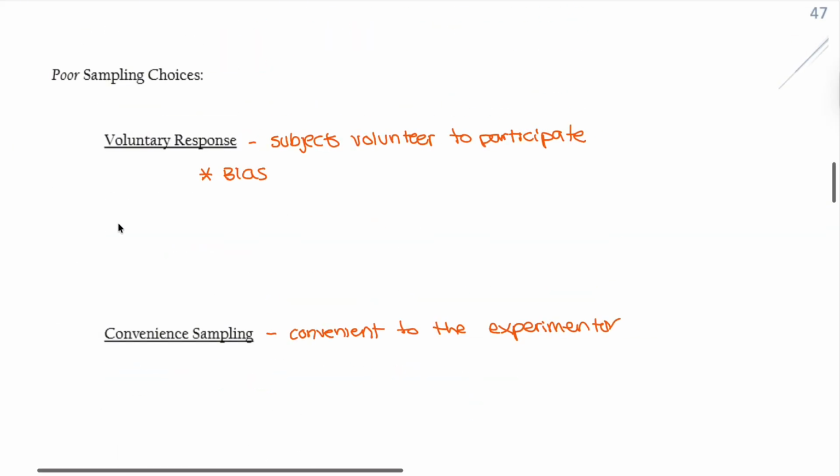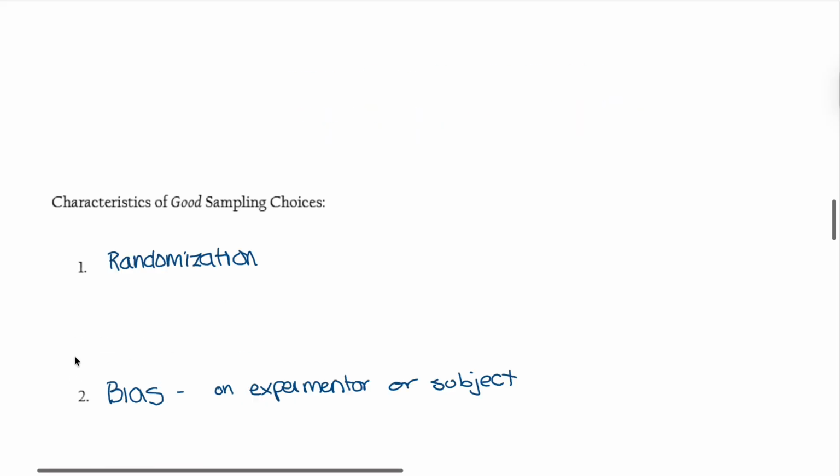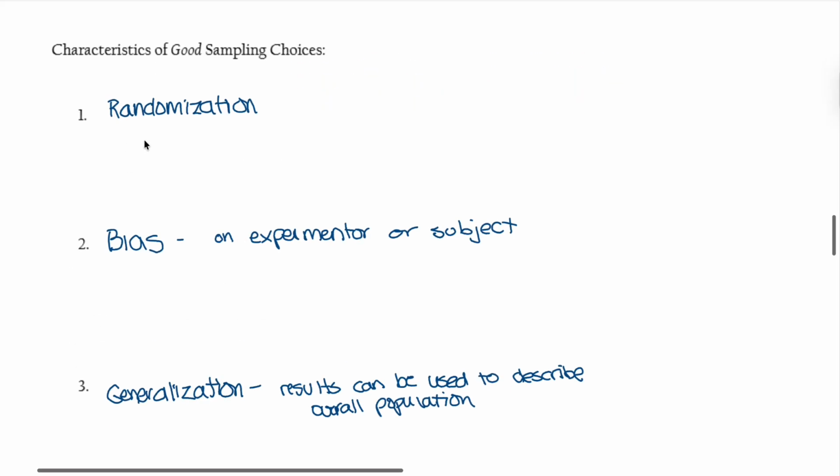But those are the poor sampling choices. We also have good sampling choices. So the characteristics of good sampling choices are the following. First is randomization. So just as I said before, you want to make your experiment group as random as possible. It will reduce bias. Second is bias on experimenter or subject. So that will lead to some experiments probably being blinded experiments.